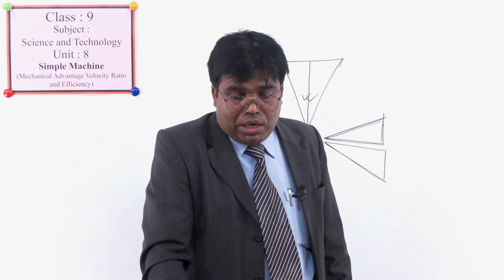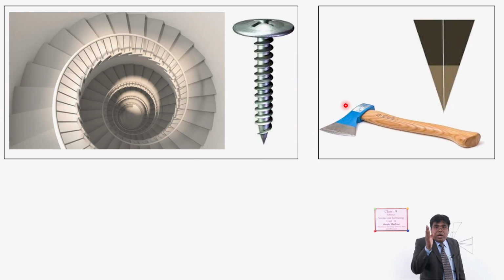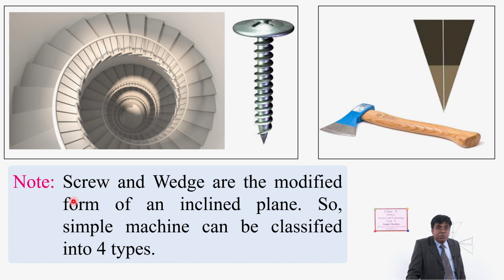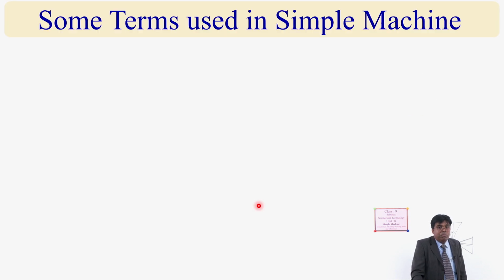That means if screw and wedge are kept in the class of inclined plane only, then we have only 4 types of simple machine. They are lever, pulley, wheel and axle, and inclined plane. As I have shown you, screw and wedge are modified forms of an inclined plane. Okay. Now, some terms used in simple machine.